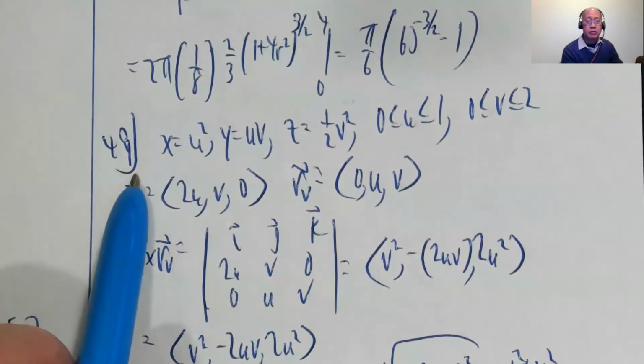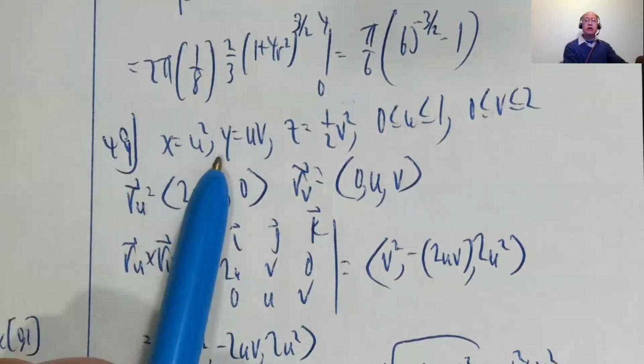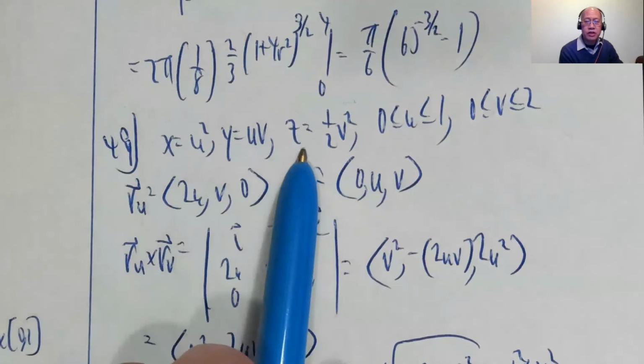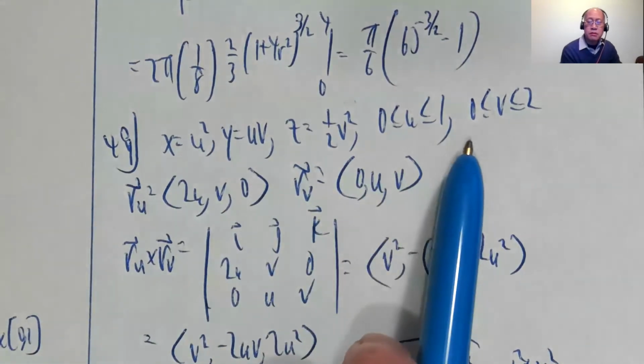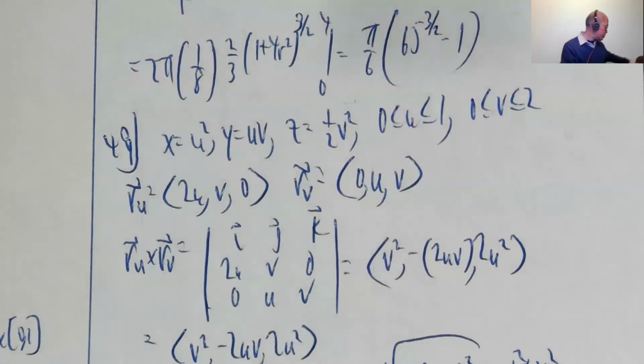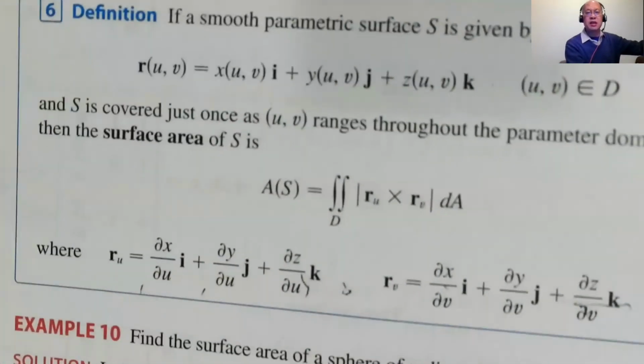And 49, parametric one. x is u squared, y is uv, z is 1/2 v squared, u going from 0 to 1, v going from 0 to 2. So this time I have to use the r sub u cross r sub v formula on the surface area on page 1117, this guy here.